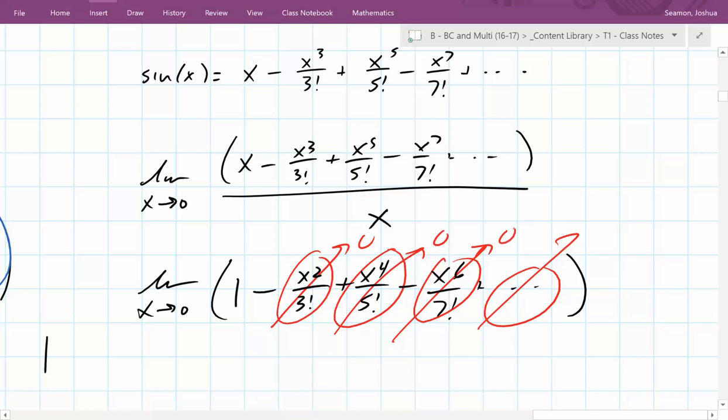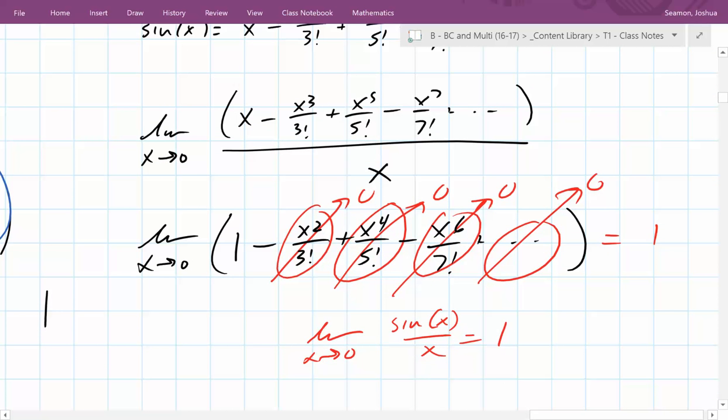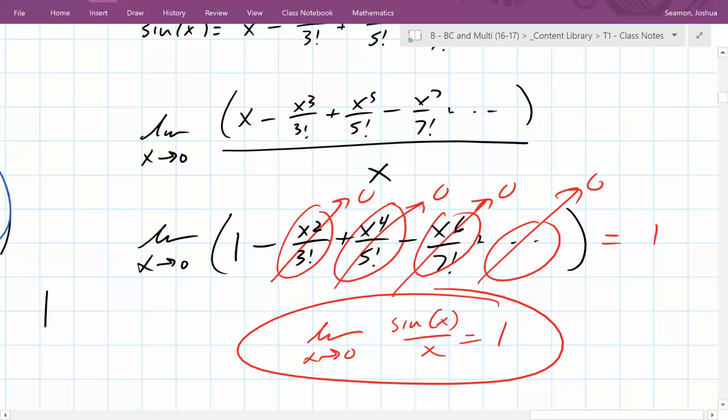So this goes to 1. What did you just prove? As x goes to 0, not infinity. Some people think I did that before and you guys didn't like that. You just proved that. Bingo. You just used BC calculus and Taylor series to prove that the limit as x goes to 0 of sine x over x is 1.